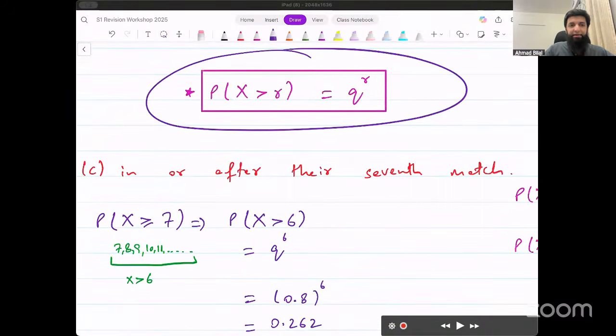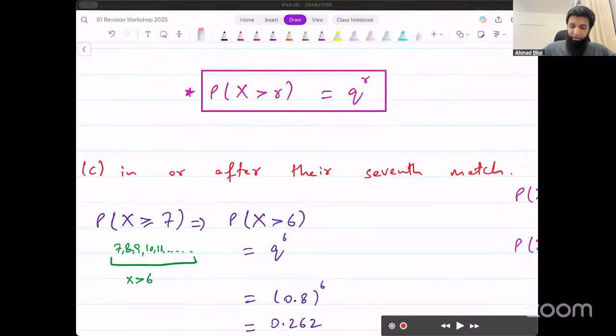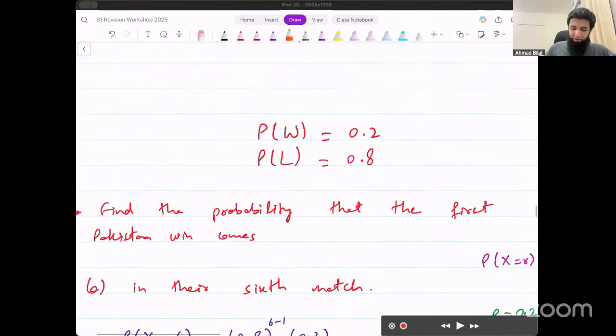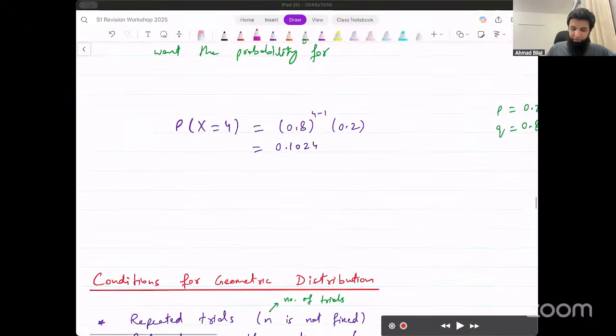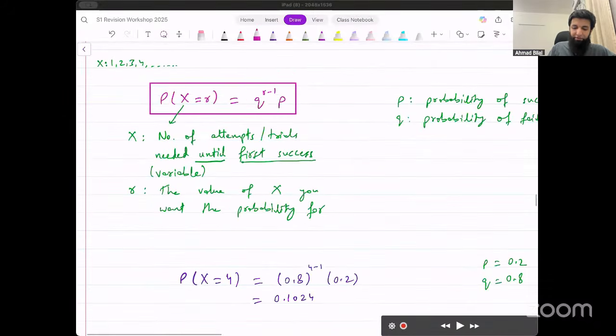Probability of x greater than r is equal to q raised to power r. This formula is not given in the formula sheet. You need to memorize this. The case of equal to r, this one is given in the formula sheet. You need to remember both of them. Otherwise, inequality questions become difficult.